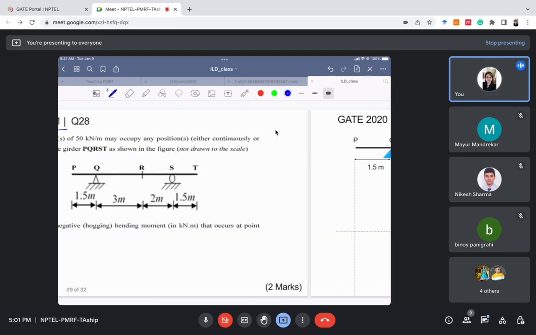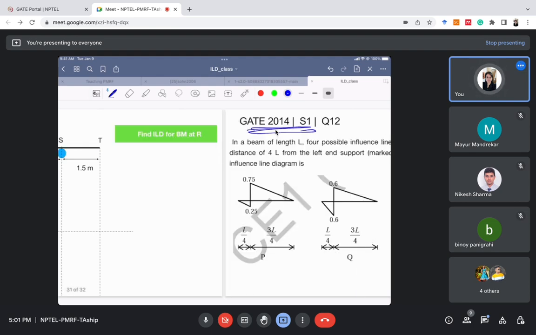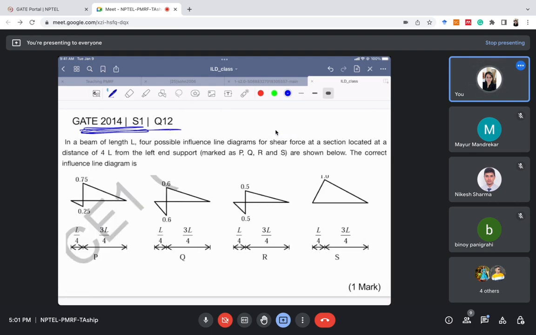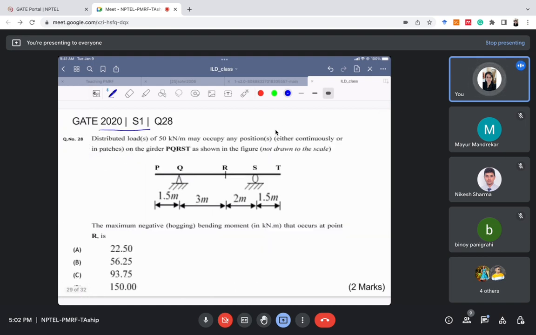Okay, so please see this question also, GATE 2020, set 1, question number 28. Please see this question for practice. Please note it down: GATE 2020, set 1, question number 28, and GATE 2014, set 1, question number 12. These two questions are just for your practice.